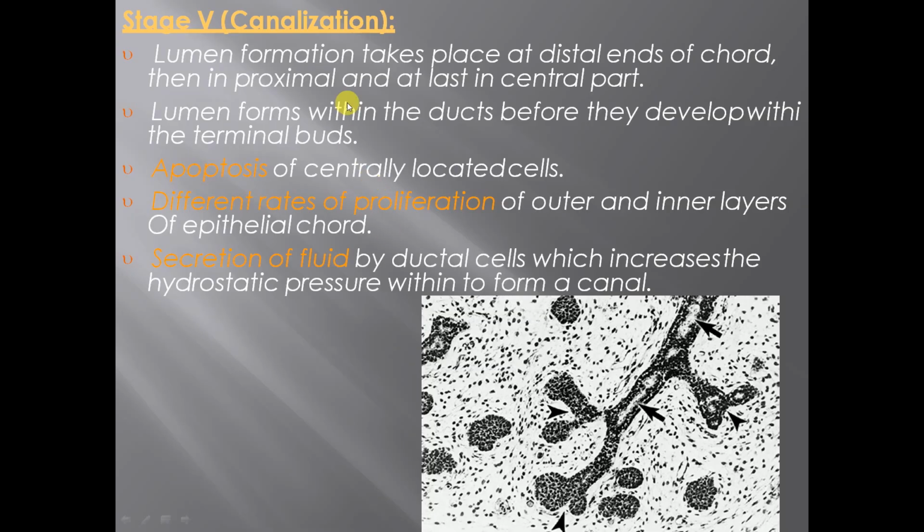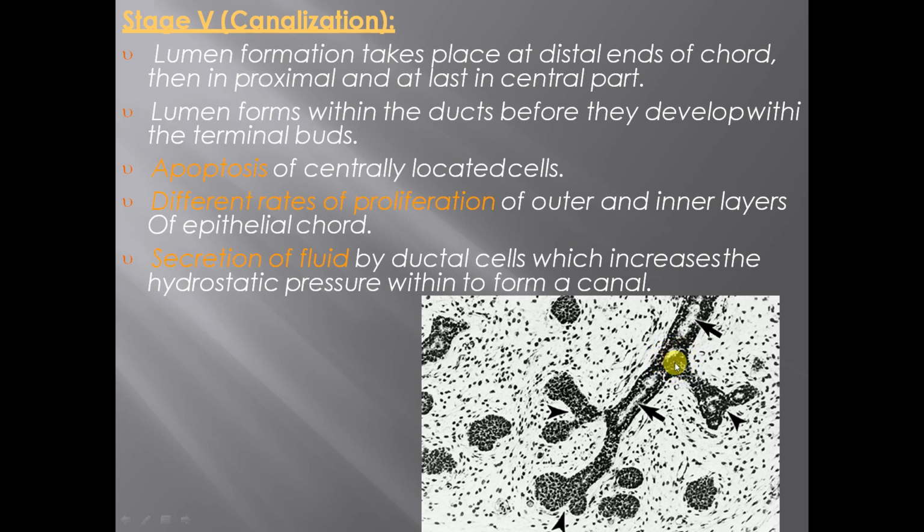Coming on to the fifth stage, that is the canalization. In this, the canalization of the cords takes place. First there is a lumen formation at the distal end, then the lumen formation takes place at the proximal end, and at the last the lumen formation takes place in the central part. So in the middle, the apoptosis process is seen.